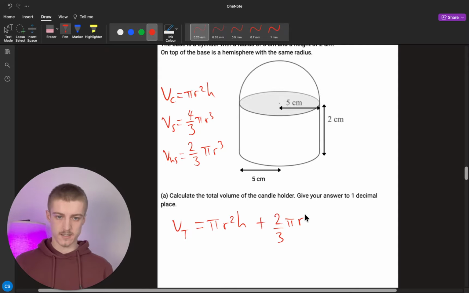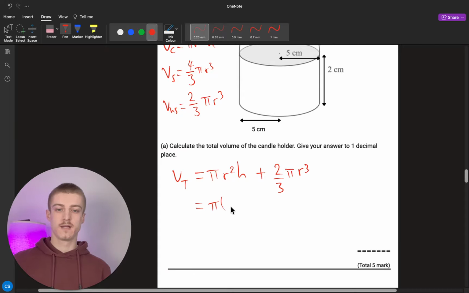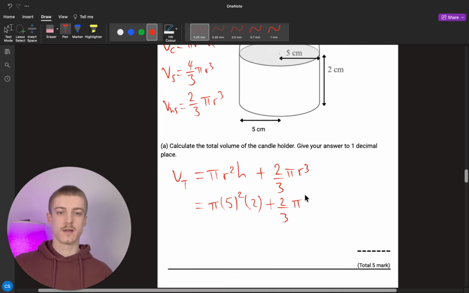What does that come out to be? That comes out as 418.879. Okay, to one decimal place, 418.9. Now, don't forget your units. There's a 5-mark question. Centimeters cubed, cubed because we're working with volume.